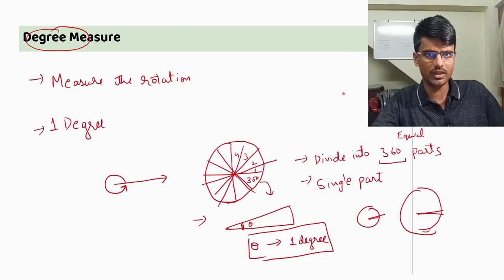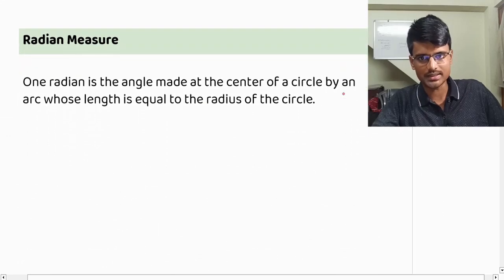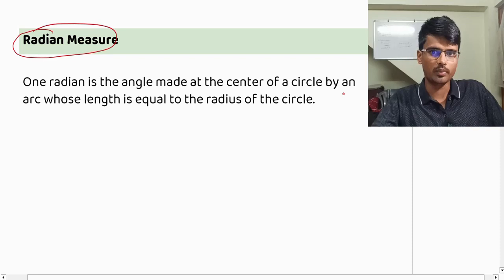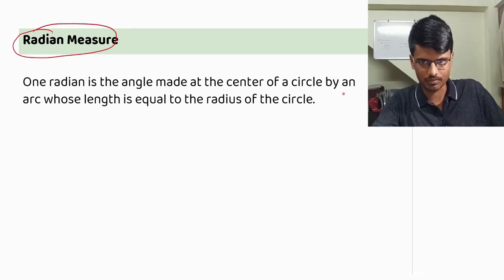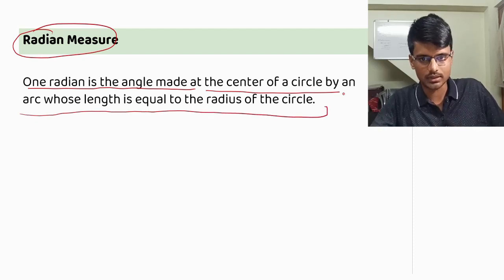So we'll be measuring angles in degree, and there is one more unit which we are going to study, that is radian measure. So you should also know what is radian measure. Till now what we did was degree measure, but radian is important, and this is what mostly we will be using in trigonometry. So let us see the definition. What does it say? 1 radian is the angle made at the center of a circle by an arc whose length is equal to the radius of the circle. So let's try to understand this.